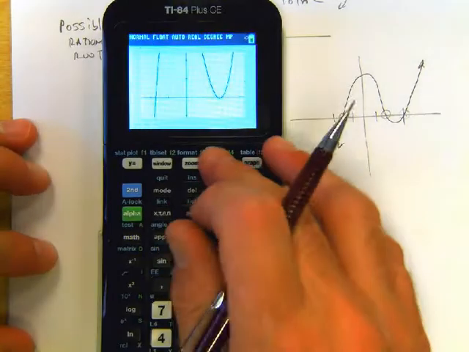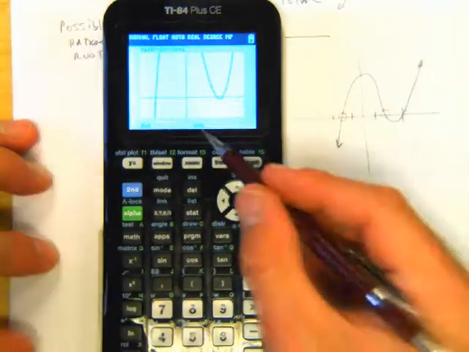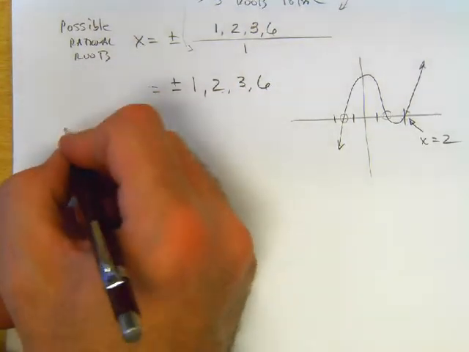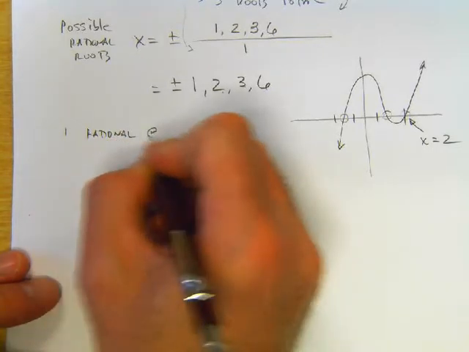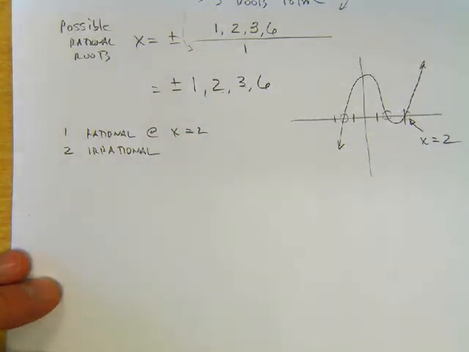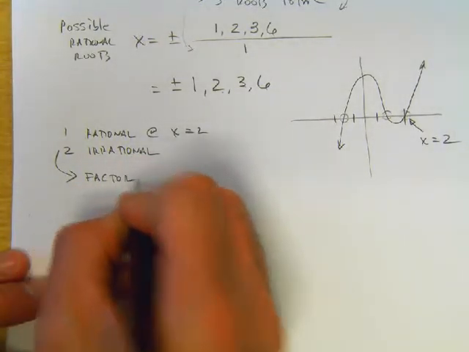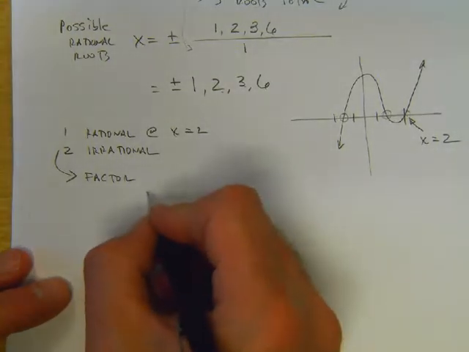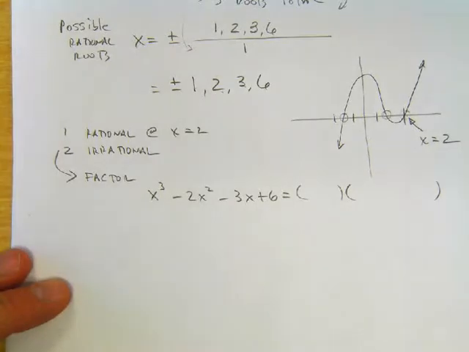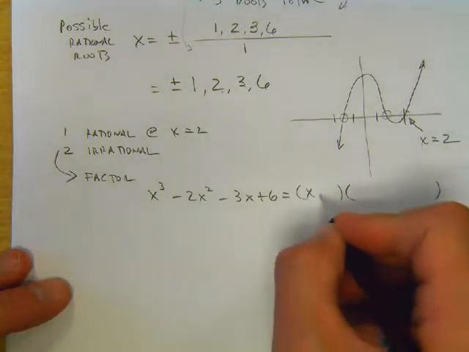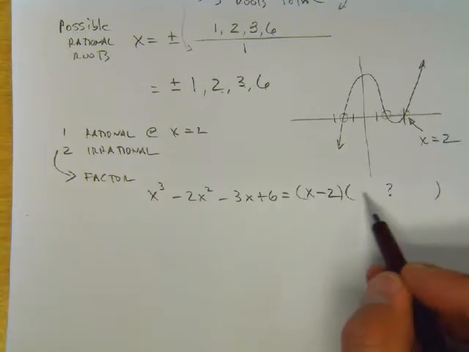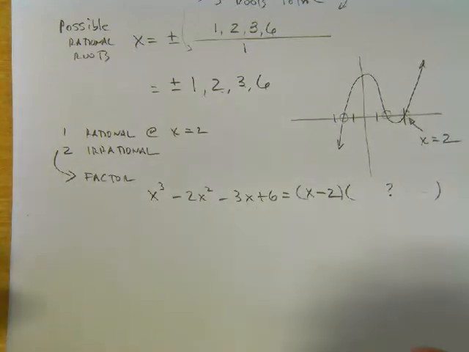Maybe. I'm going to do trace, and it looks like positive 2, and it comes out 0. So that one is x equals 2. So now we know there is one rational at x equals 2, and there are two irrational that we need to determine by doing the factor process. X cubed minus 2x squared minus 3x plus 6 equals, well, the x equals 2 is going to turn into the linear binomial x minus 2, and this other factor will have to be a quadratic.